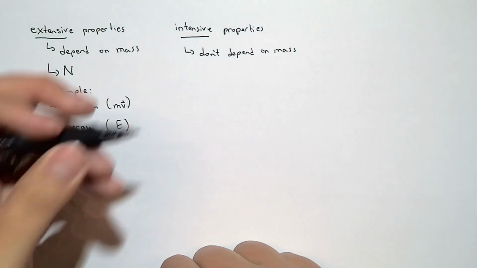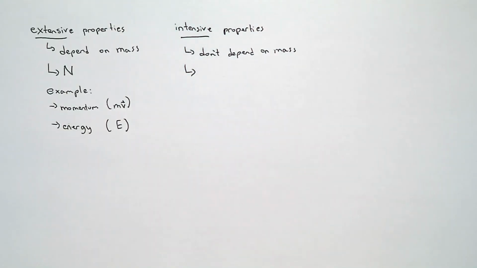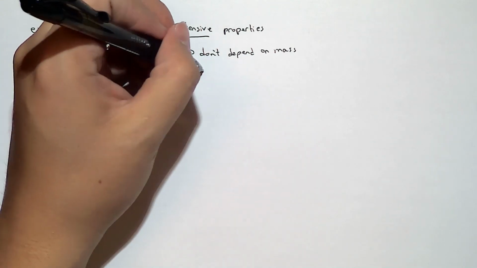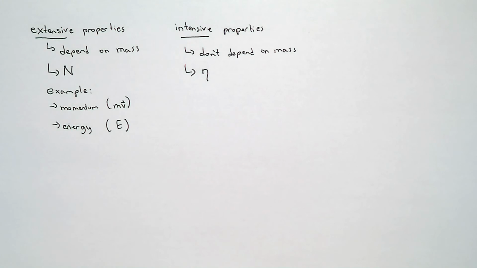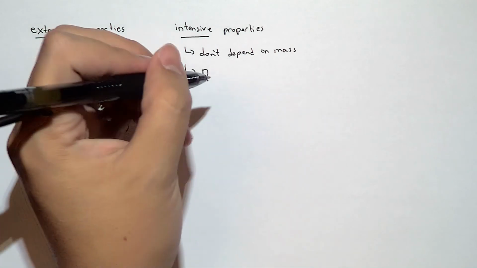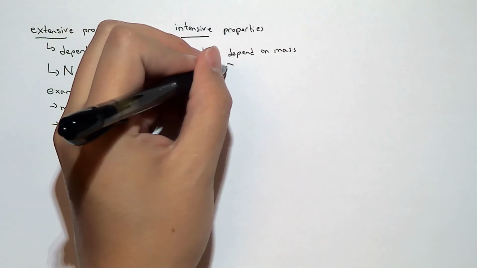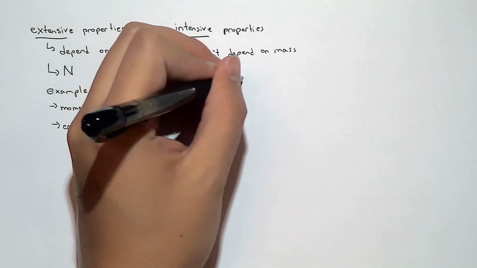Good. And again, because I don't want to look at just one property, I want this derivation to apply to any property. I'm going to give my intensive property a variable of eta. Okay? So if they don't depend on mass, how can we get an intensive property? Essentially, an intensive property is simply equal to the extensive property, I'm just going to call it N, divided by its mass.